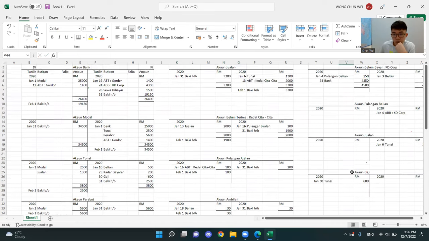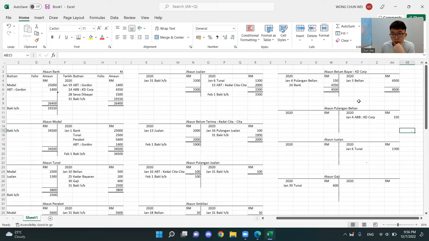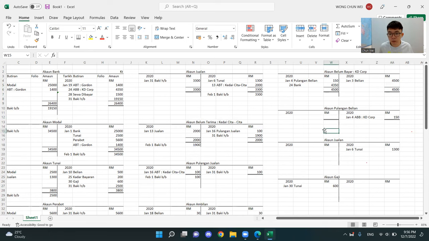All right, so then last, okay, this one is really done now, right? You can see it's the same thing. Like for this one, there's no HB and BB. Why? Because it's really clear, right? Both add up together equals 4,500, jumlah 4,500 on the credit side and debit side. So therefore, there's no HB or BB. Okay, then we skip to here, pulangan belian, 150. Since the HB is in the debit side, the BB will be in the credit side.